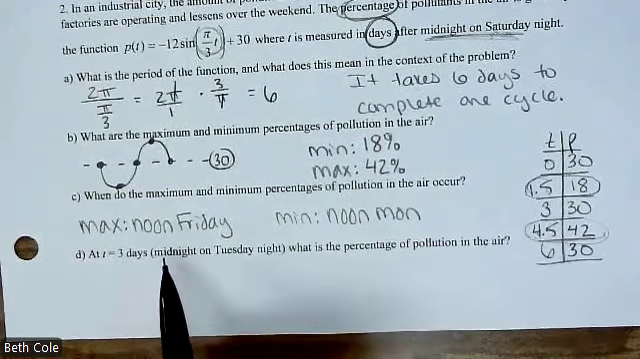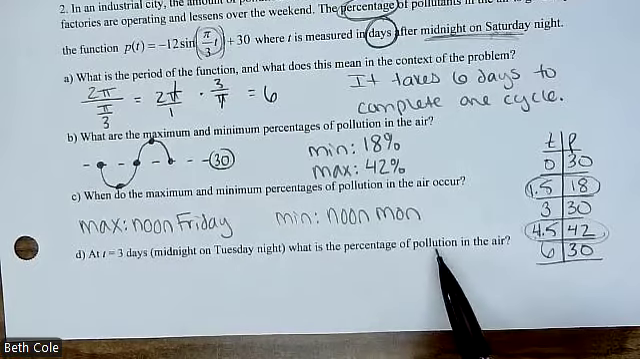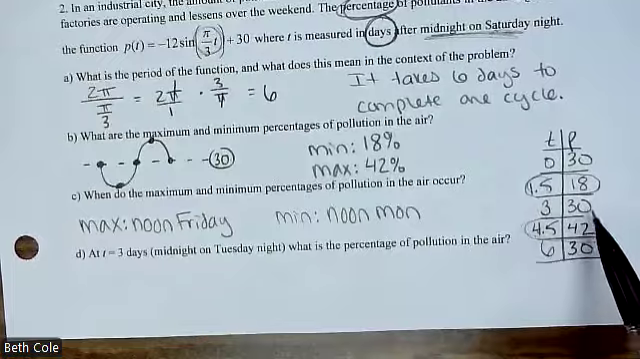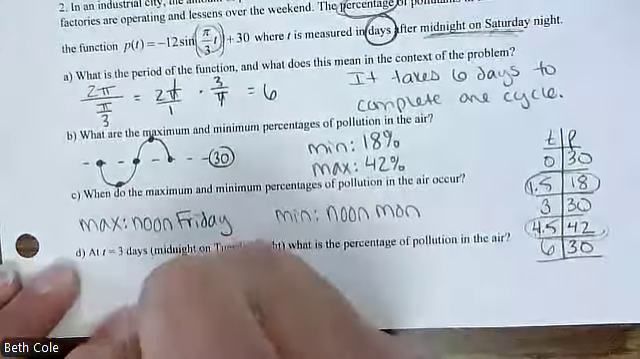At time 3 days, which would be midnight Tuesday night, what is the percentage of pollution in the air? Well, look at your table. At 3 days, what's your percentage? 30%.